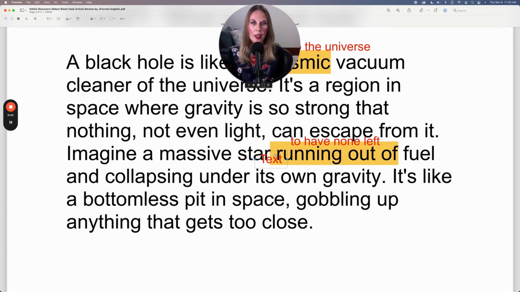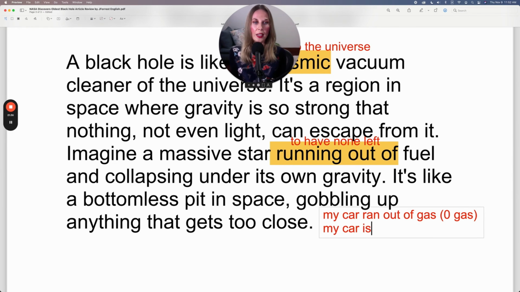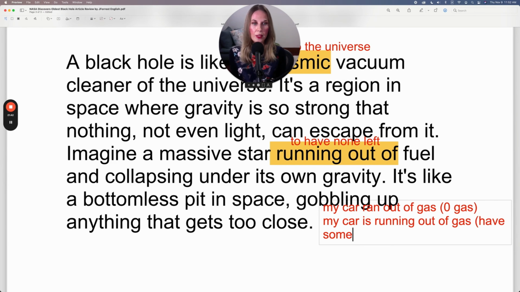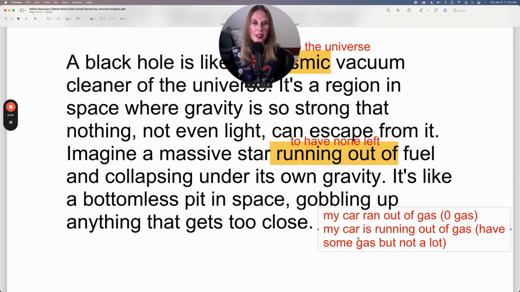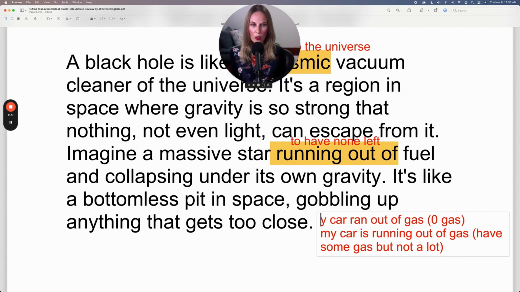So you could say, my car ran out of gas. So this means your car has zero gas. My car is running out of gas. So you do have some gas. So you have some gas, but not a lot. And you're almost at zero. You're going to be at zero soon.